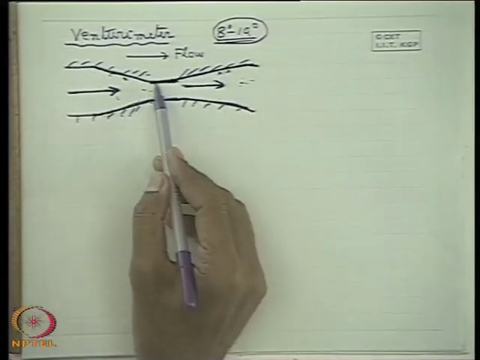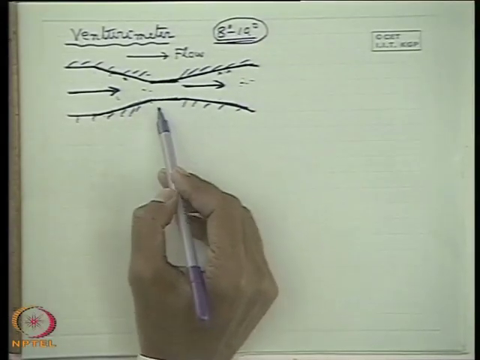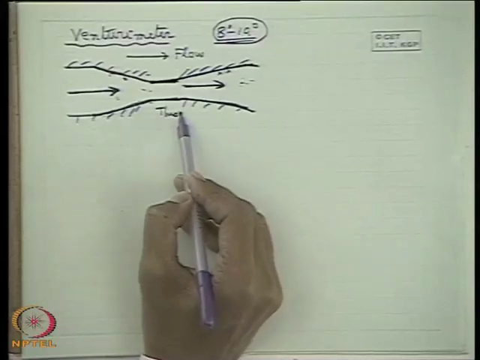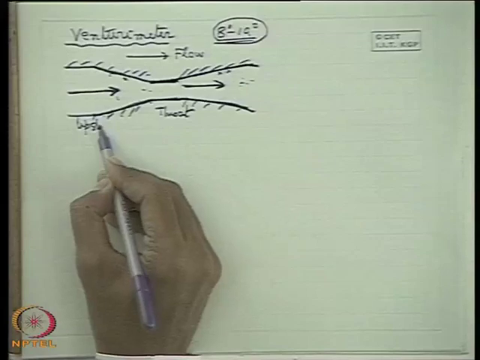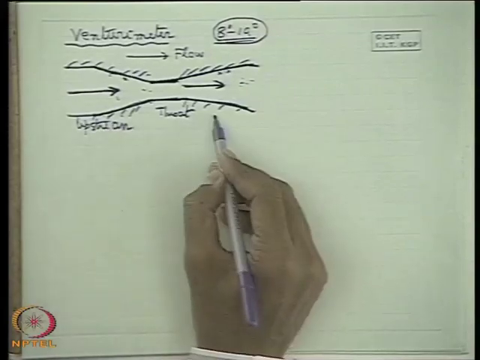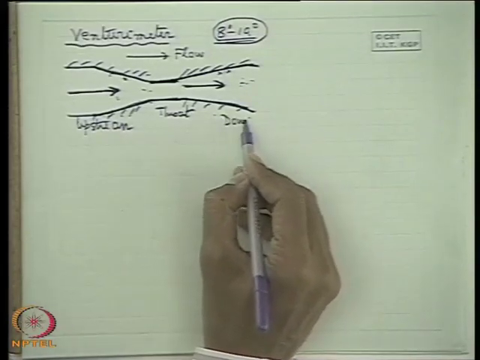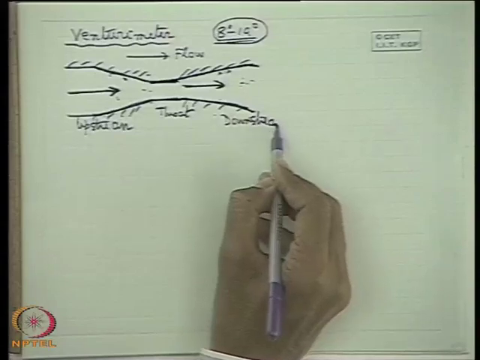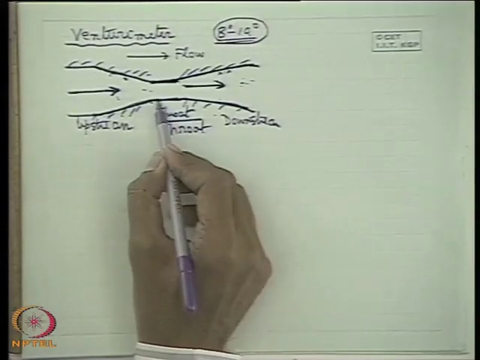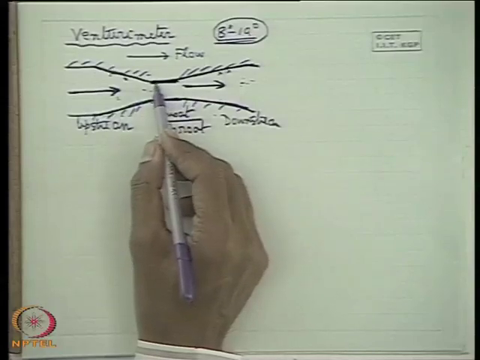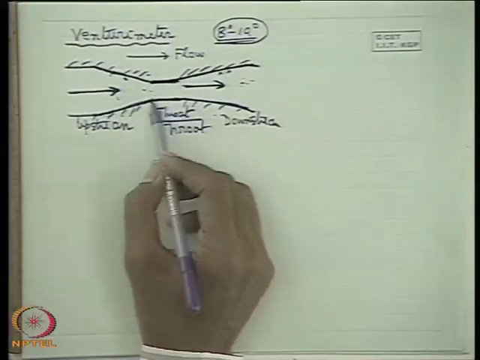Now what happens? This section is known as the throat, T-H-R-O-A-T. This is upstream. This is the downstream section. This is the throat. Throat is the minimum section. Minimum section means minimum area, minimum cross section.